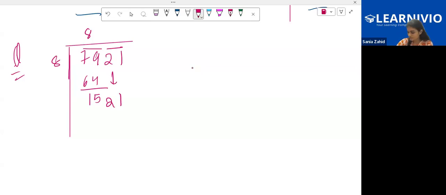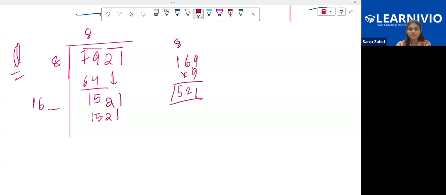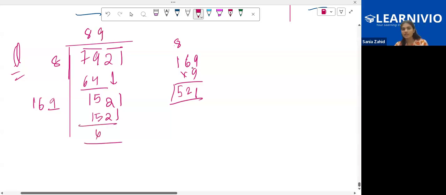We have 1521 now. Double 8, so that's 16. Yes. And then the unit digit can be 1 or 9, and it is 9. 169 into 9. That's it. 9 into 9 gives you 81. Okay. Yes, ma'am. Yeah, you'll get 2 here. Your answer is 89. Okay.